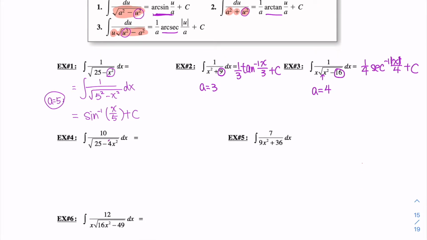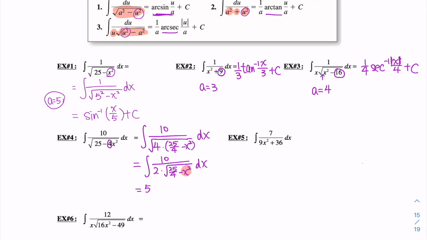This one, the coefficient of x squared is not 1. So first, I'm going to factor the 4 out. So it's 25 over 4 minus x squared. Now I take the square root of 4, so 10 over 2 times the square root of 25 over 4 minus x squared dx. First I make sure the coefficient of x squared is 1. Now 10 over 2 gives me 5, and I can write down 5 outside, with 25 over 4 minus x squared dx.